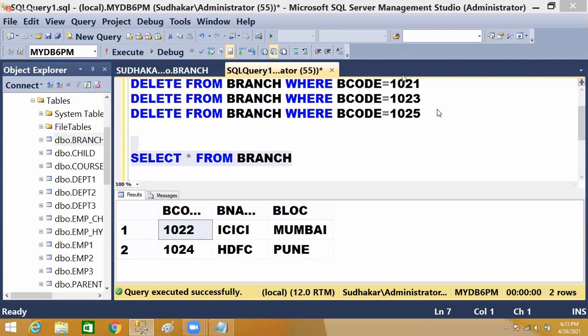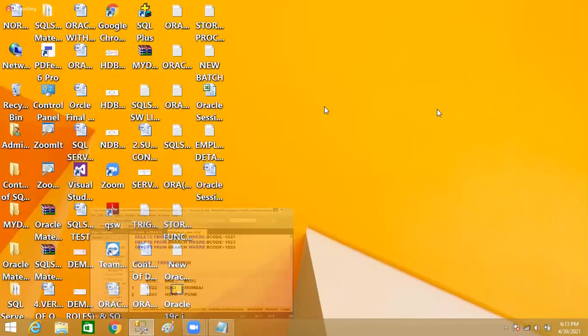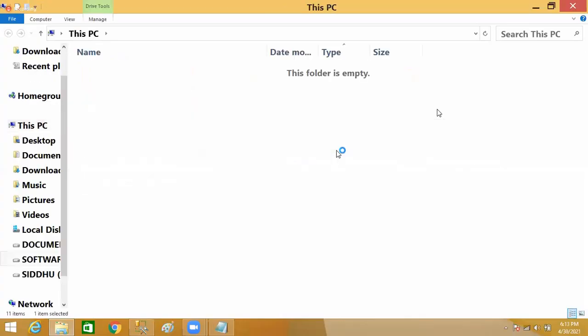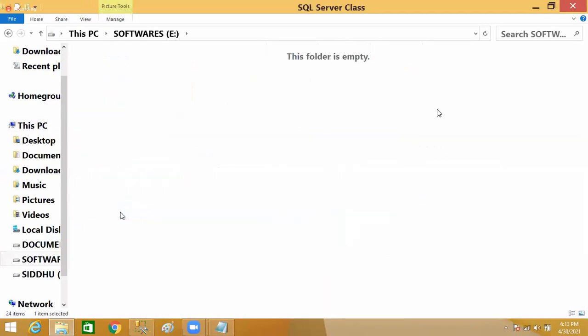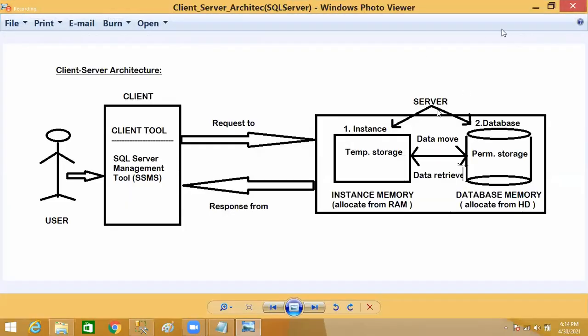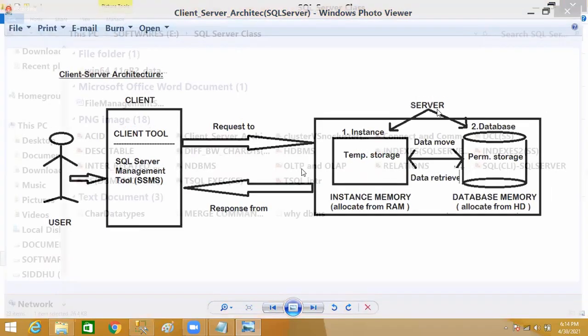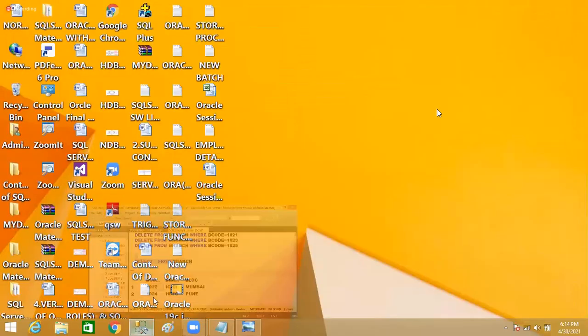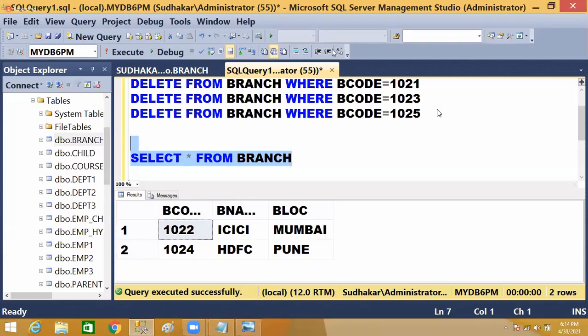Now we can see, guys. The 3 rows are deleted, and what I said here is that the deleted data is stored under instance memory. Just imagine this diagram: deleted from the database, stored under instance memory. After storing this data into instance memory, that means your data is still temporarily deleted.